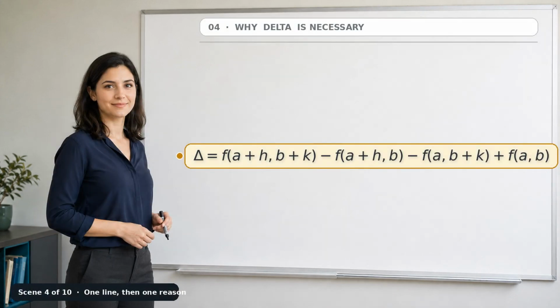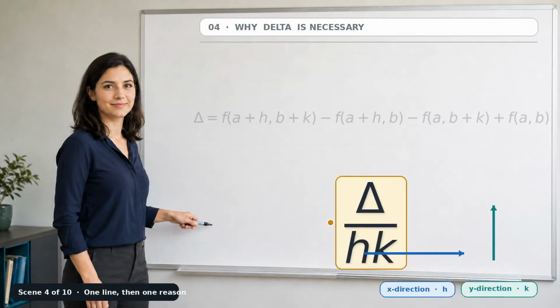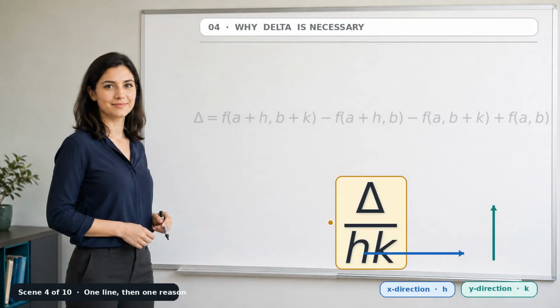Why did exactly these 4 terms appear? The first pair generates the vertical change for f sub y at a plus h comma b. The second pair generates the vertical change for f sub y at a comma b. So delta contains exactly the information required by our original target and nothing extra. Now divide delta by h times k. Dividing by k handles each vertical y change. Dividing by h compares those vertical rates while we move in the x direction. That is why delta divided by h times k is naturally connected with f sub xy.